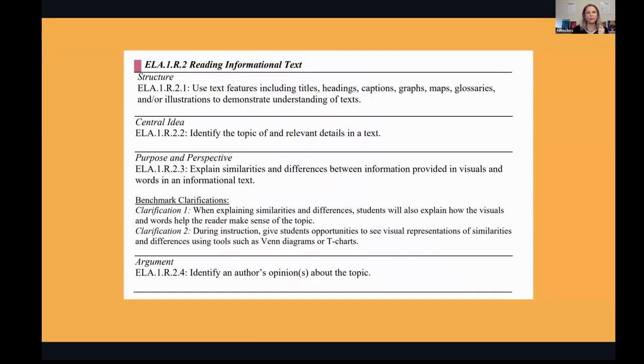So let's take a quick look at the reading informational text standard for, I believe, first grade. So we're looking at the 4 benchmarks under the reading informational text standard: structure, central idea, purpose and perspective, and argument. Now, many of the benchmarks in the BEST manual that the Department of Education has released have clarifications, but many don't. In fact, looking at this one, we can see that there is benchmark clarification for purpose and perspective. In fact, there's 2 of them, but there are no clarifications for structure, central idea, or argument.